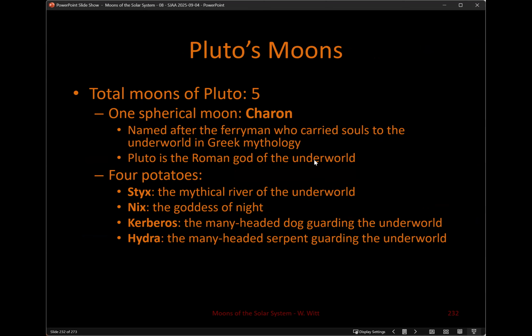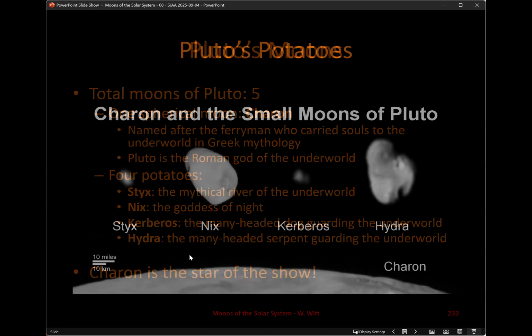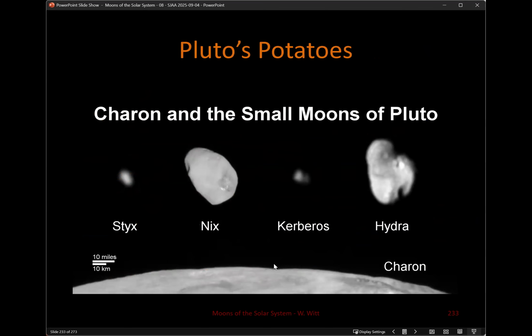So again, kind of dark themes here in how these things are named, and that continues with the names for the space potatoes. But yeah, Charon is the star of the show. So here it is, right? This is the big guy, and then here are the space potatoes. Charon, you can see, is a much bigger moon extending off the screen.